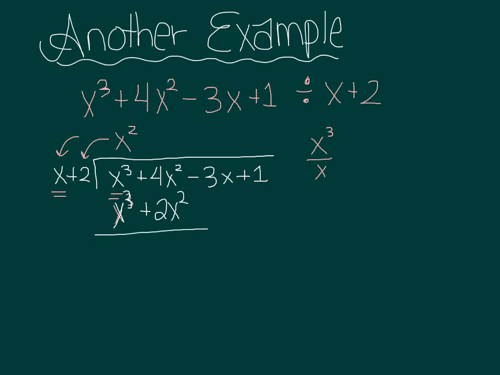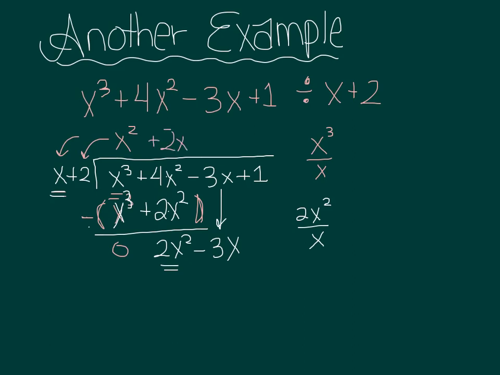All right, now I'm going to subtract that. x to the third minus x to the third, a 0. 4x squared minus 2x squared, that's 2x squared. Bring down my minus 3x. All right, now I'm going back to my divisor. Again, how many times does x go into 2x squared? So I can do the little trick division, 2x squared divided by x. Well, that's just 2x. So I will put plus 2x up at the top.